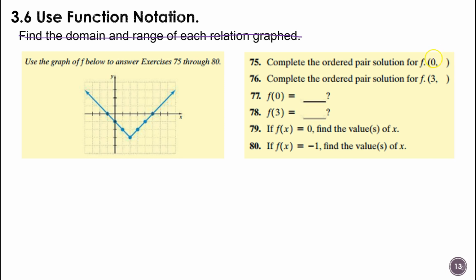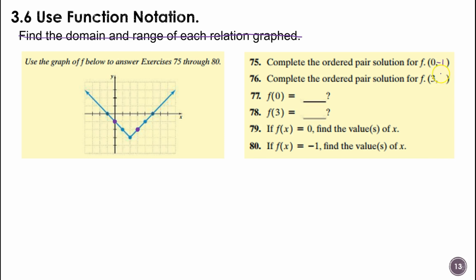So the first one says, if, right, it's an ordered pair. If x is 0, then y is, do you see that? Negative 1. So 0, negative 1 is a point on this graph, and we're talking about the blue graph. Complete the ordered pair solution for f. So we start with x equals 3. So when x equals 3, we're right here at negative 2.